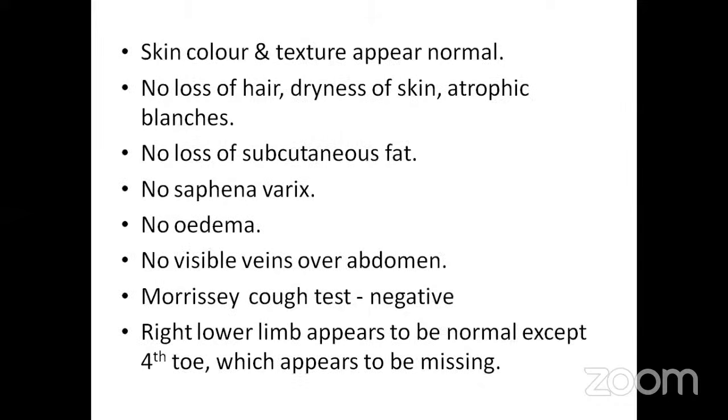Skin color and texture appear normal. No loss of hair, dryness of skin, trophic changes, no loss of subcutaneous fat, no saphena varix, no edema, no visible veins over the abdomen. Morris's cough test is negative, and the right lower limb appears to be normal except the fourth toe, which appears to be missing.